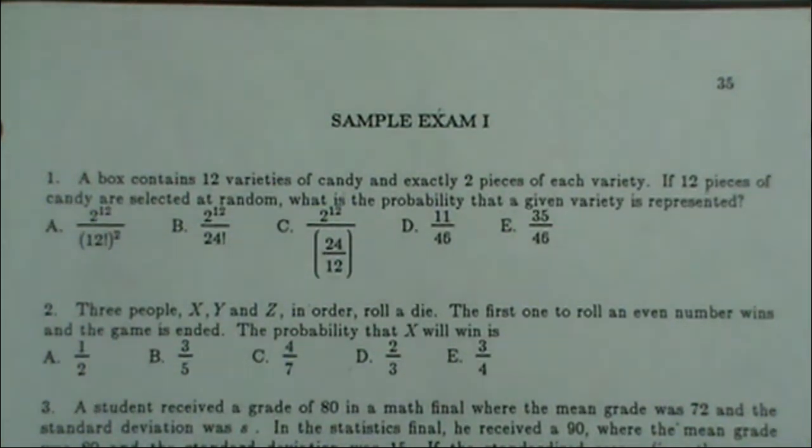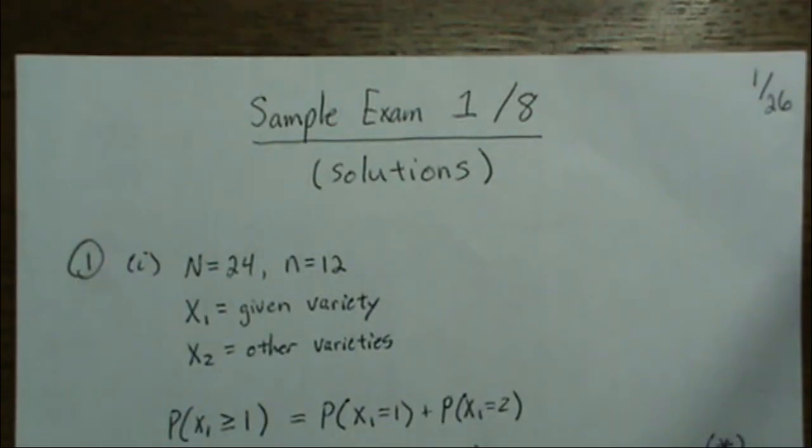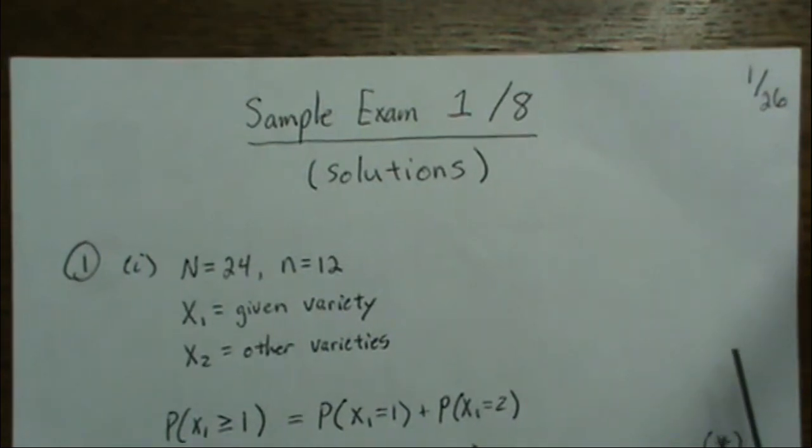This is a sample example, exam one. Problem one: a box contains 12 varieties of candy and exactly 2 pieces of each variety. If 12 pieces of candy are selected at random, what is the probability that a given variety is represented? This is sample exam 1 of 8, problem 1.